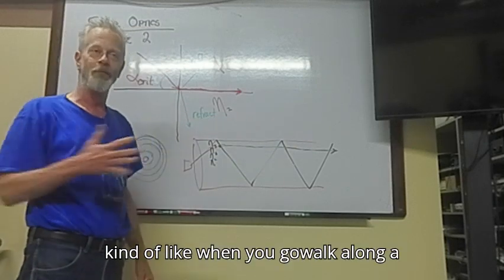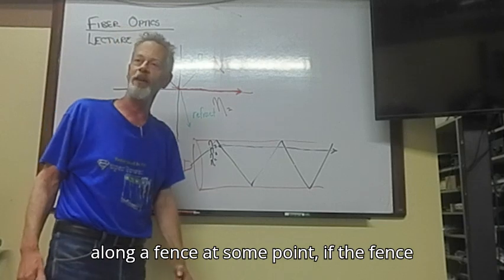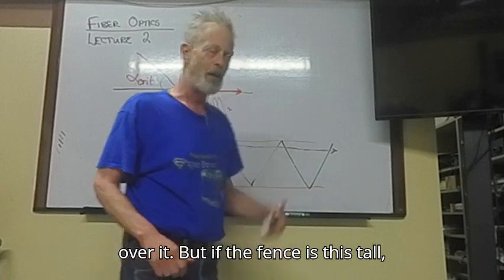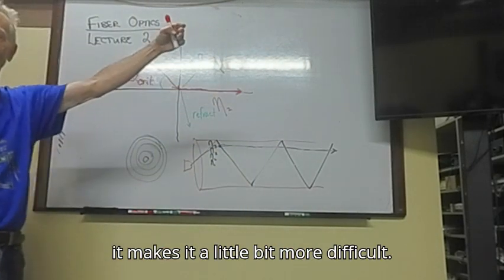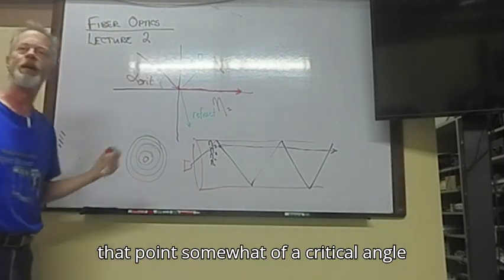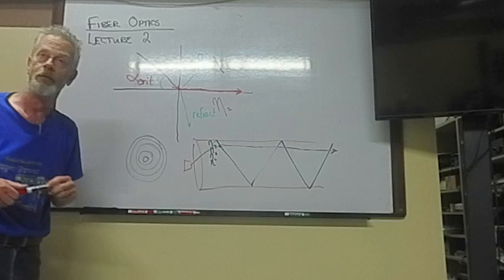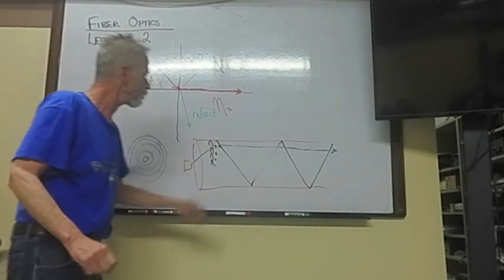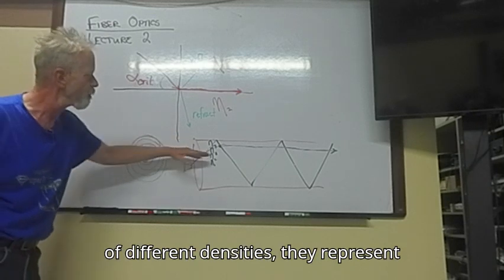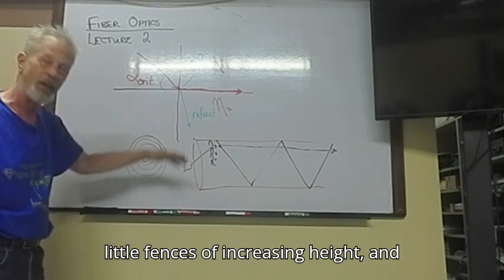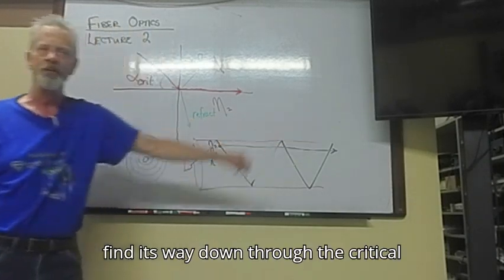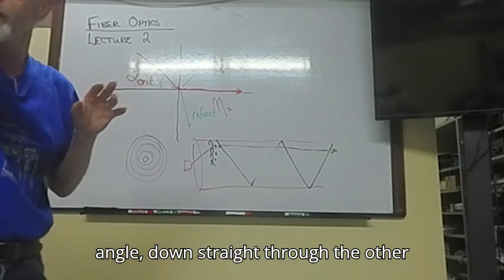Kind of like when you walk along a fence. If the fence is only this tall, you can step right over it. But if the fence is this tall, it makes it a little bit more difficult. And at that point, you've got to follow along that fence, and you've reached somewhat of a critical angle analogy. So when we have all of these bands of different densities, they represent little fences of increasing height, and eventually the light will find its way down through the critical angle, straight through the other end.